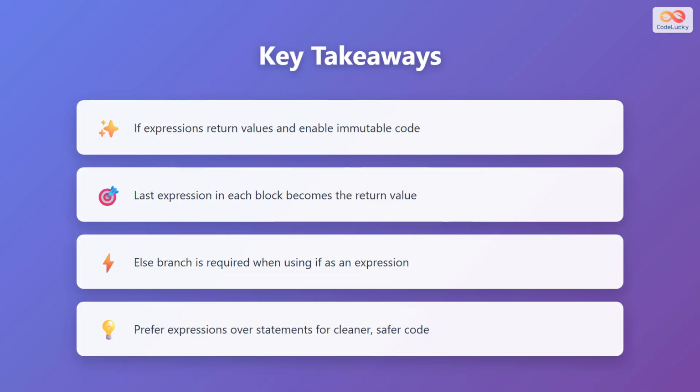Let's recap the key points. If expressions return values and enable you to write immutable code using val instead of var. The last expression in each block becomes the return value, so make sure it evaluates to what you need. The else branch is required when using if as an expression because every possible path must return a value. Finally, prefer expressions over statements whenever possible for cleaner and safer code.